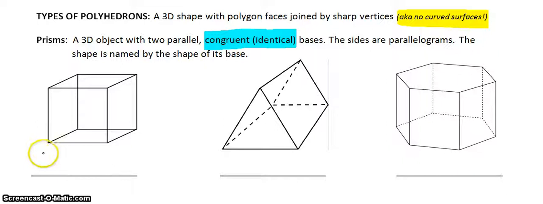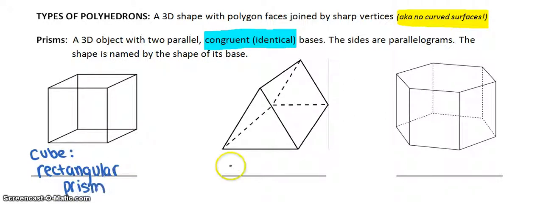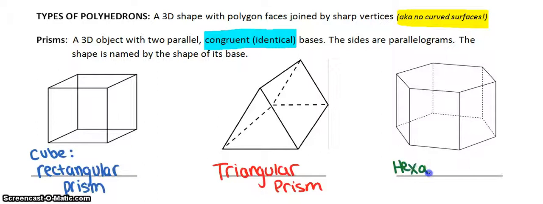Okay, the first example can have two names actually. This is a cube to be specific. But really what you can also call a cube is a rectangular prism. Okay, because a square really just is a rectangle, special kind. Whereas this next shape is a triangular prism. You see triangles there. Triangular prism. And the last shape you see here we would call a hexagonal prism.